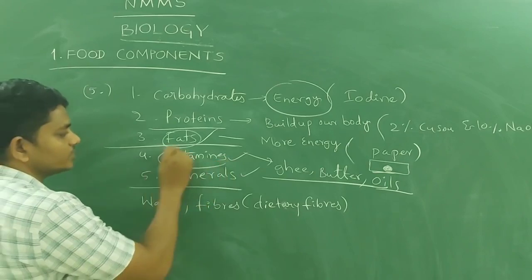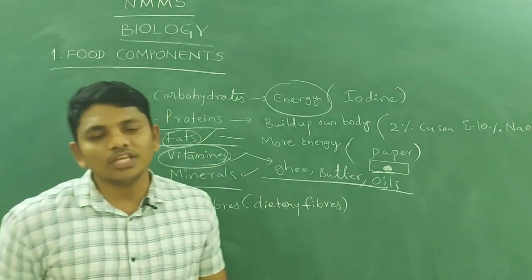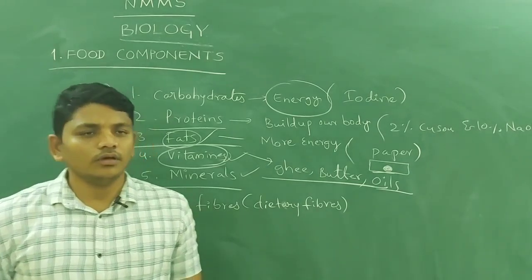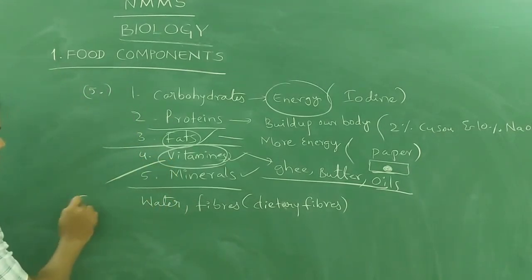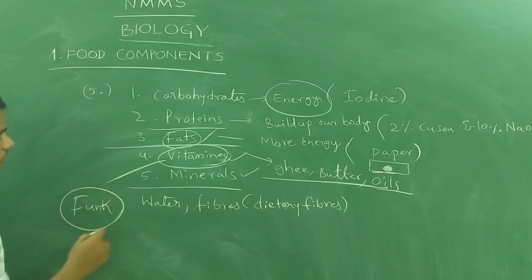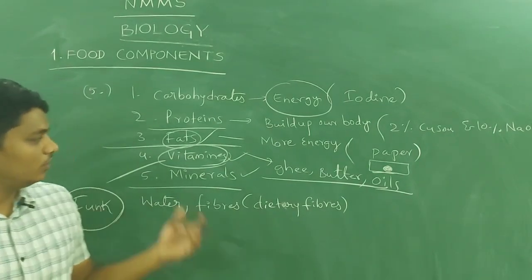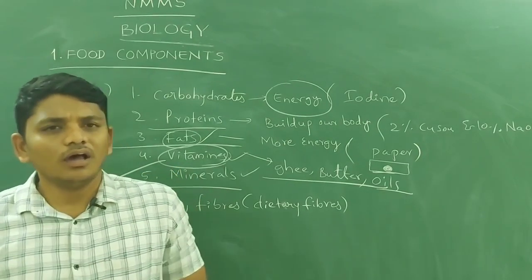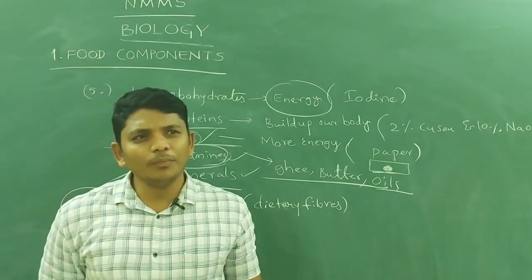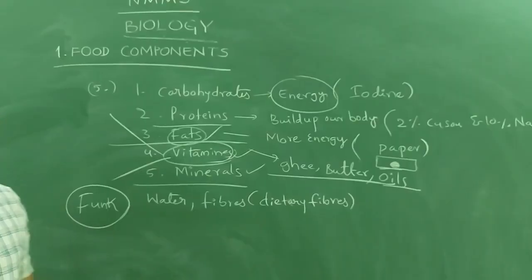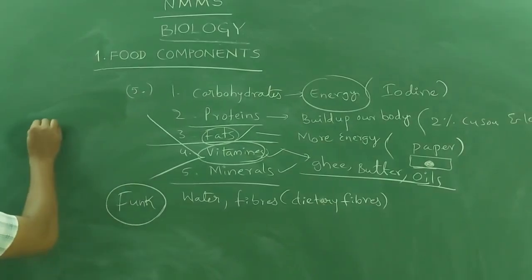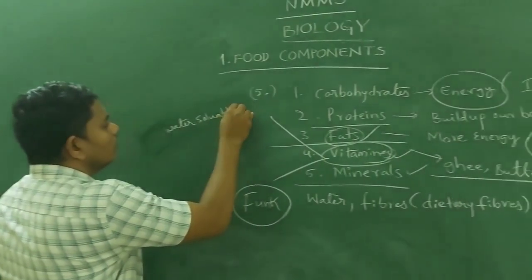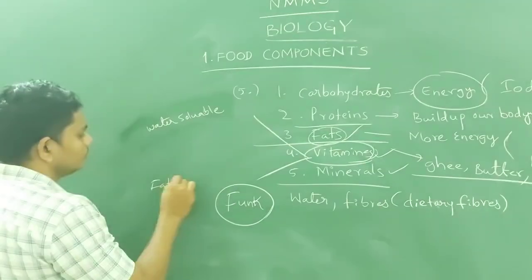Let us discuss vitamins. Vitamins are very important. These vitamins were first discovered by Funk. Funk is a scientist who discovered vitamins first. These vitamins are available in food materials like vegetables. Vitamins are of two types: water soluble and fat soluble.